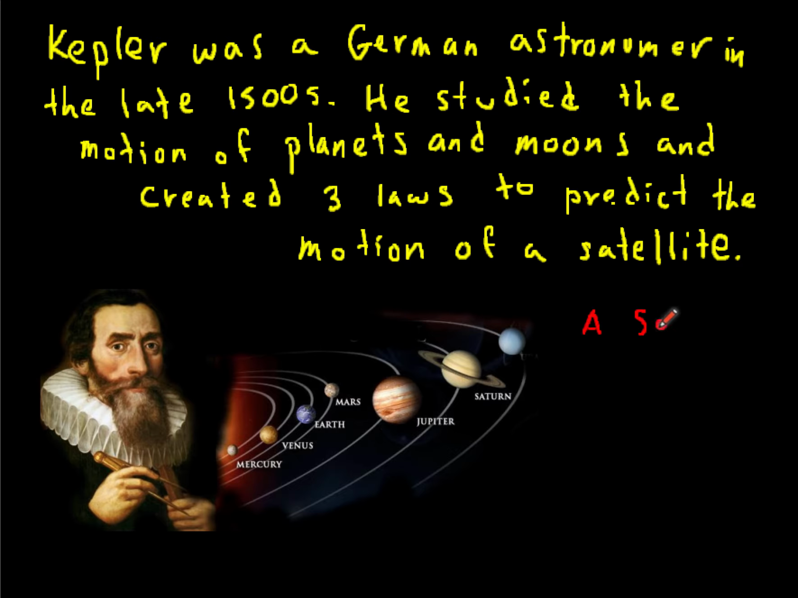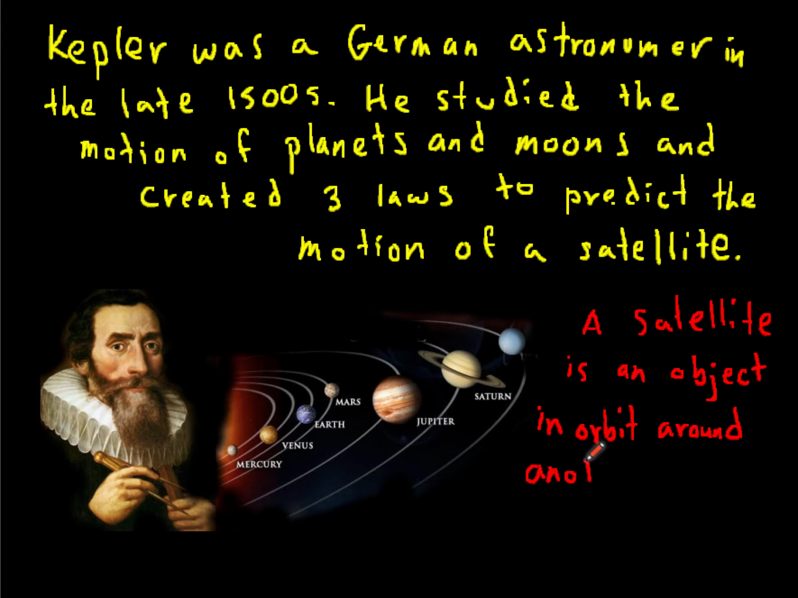A satellite is an object that is in orbit around another. Generally, satellite motion is a combination of circular motion and gravitational force.